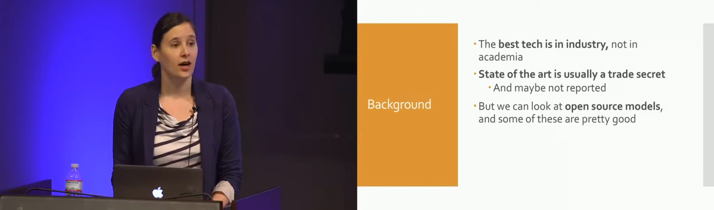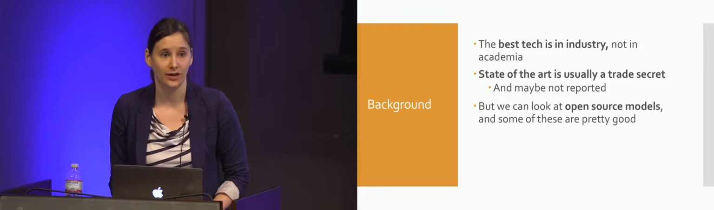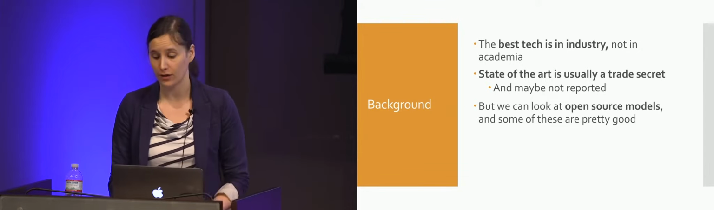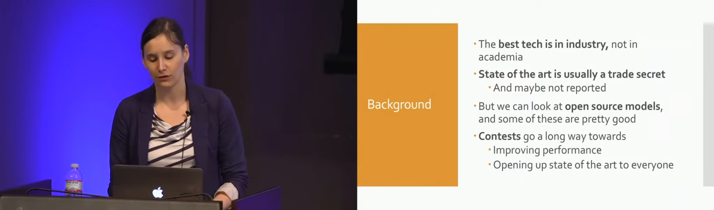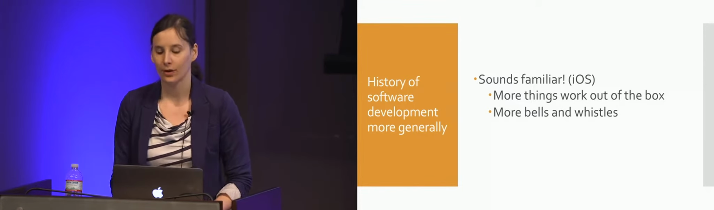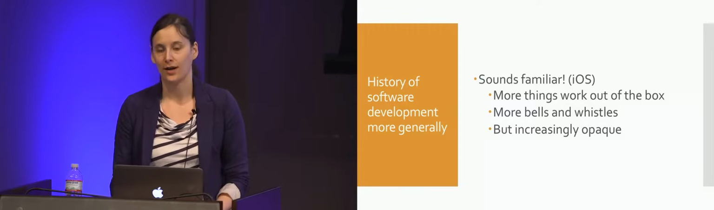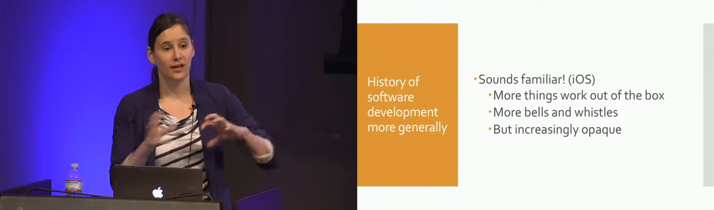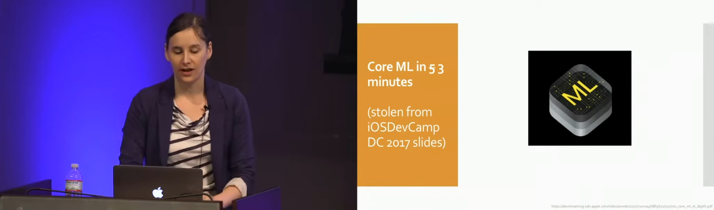On the other hand, there certainly are some very good open source models. Those are out there to use in CoreML, for example, and you can also improve on them for CoreML. And there are things like contests that go a long way towards improving performance. So in a way, I think this will sound familiar to people who have been in the iOS ecosystem for a while, right? Things start working out of the box. You have lots of bells and whistles, but it's increasingly opaque. So that's sort of the backdrop of what's going on with the models that you are going to put in your phone. CoreML overview, just in a couple of minutes.